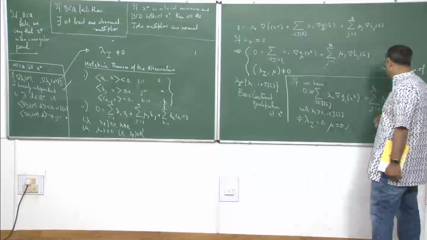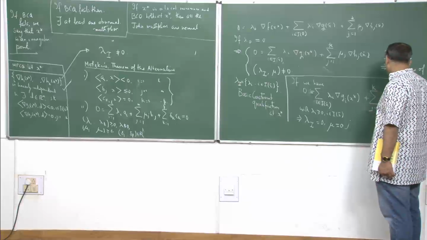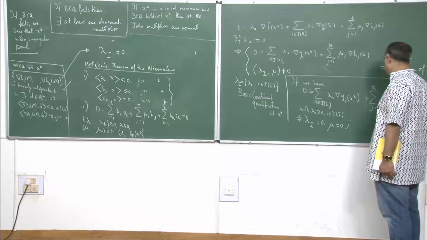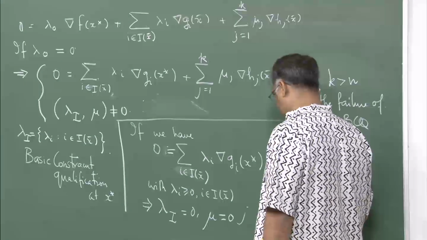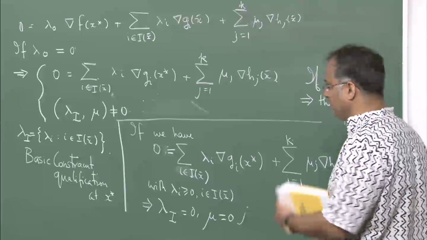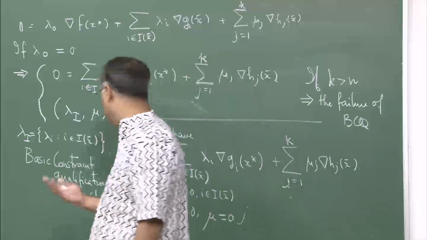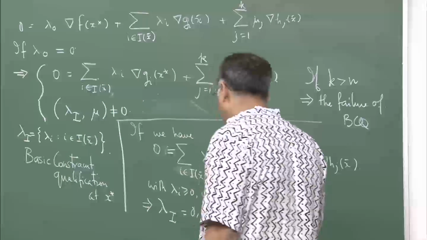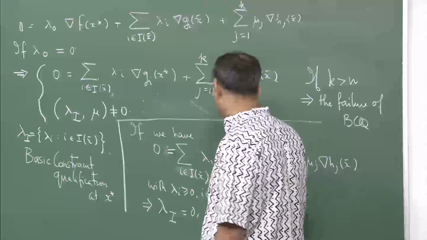So, if I now say that the lambdas can be all 0, if all the lambdas are 0, then some of the mu's have to be non-zero if this system does not have a solution, right, which means grad Hj bar would be linearly dependent. Once again, this is a very crucial fact. So, I know that there is no solution for this system.